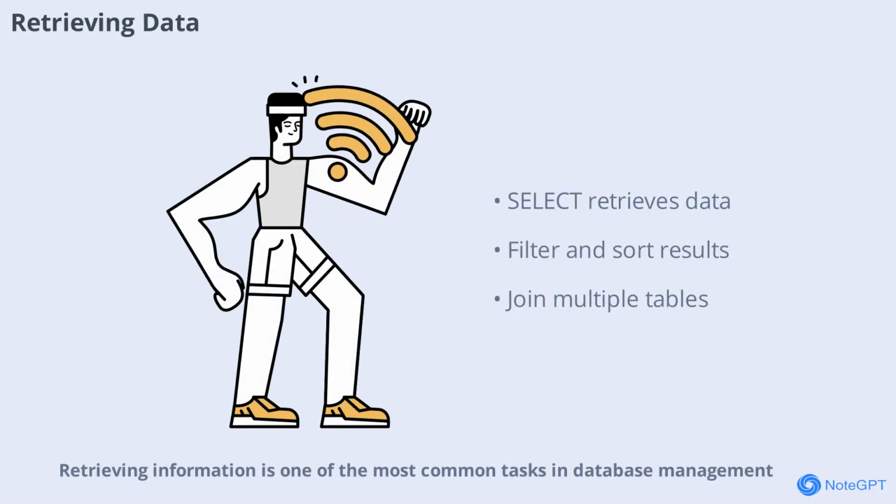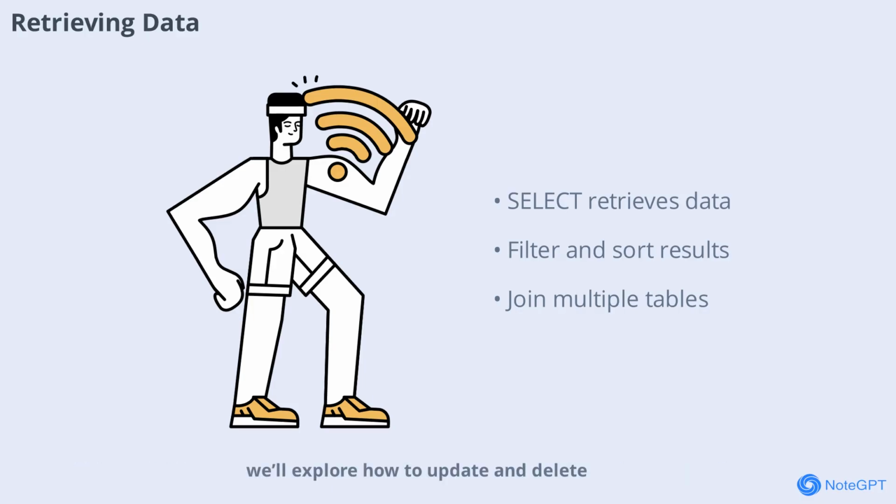Retrieving information is one of the most common tasks in database management. The SELECT statement in SQL lets you query your tables and pull out exactly the data you need. You can filter results, sort them, and even join data from multiple tables. This flexibility makes SQL a powerful tool for data analysis and reporting. Next, we'll explore how to update and delete records to keep your database current and accurate.